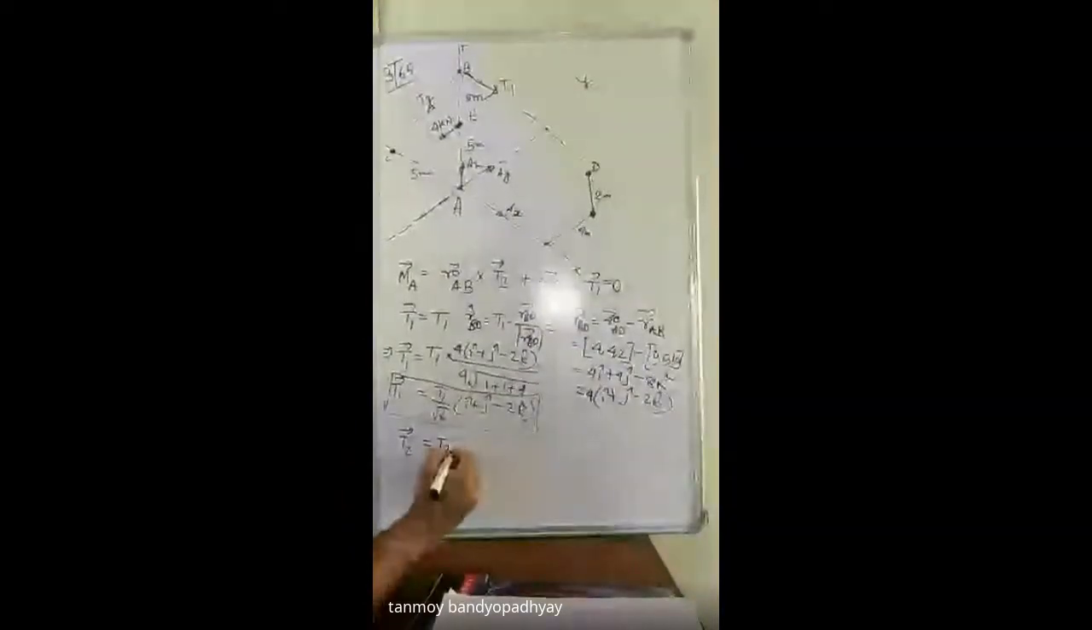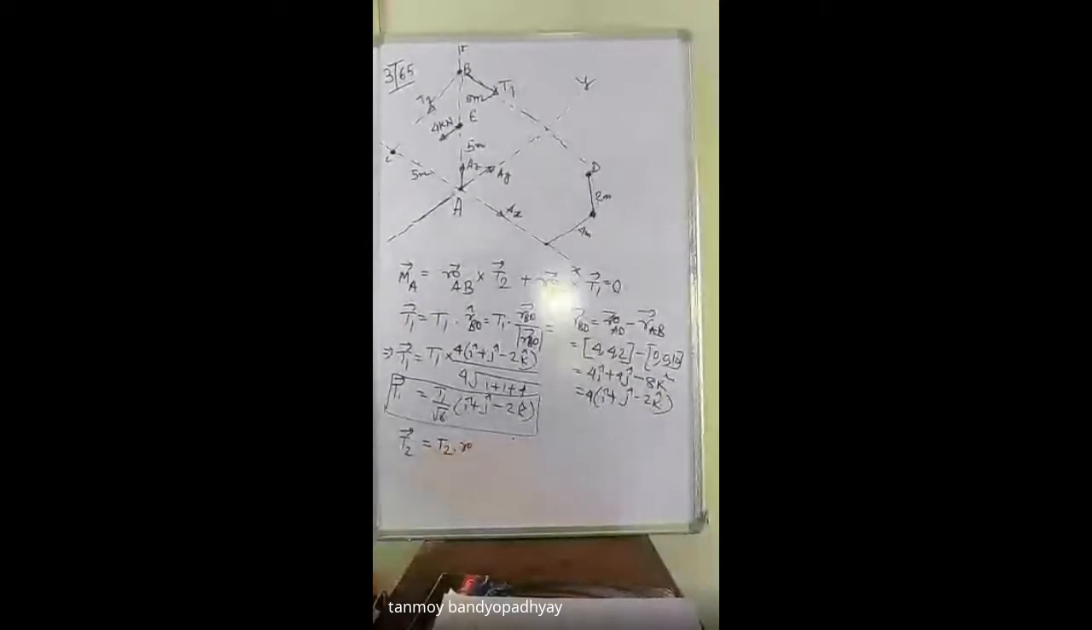So what will be the T2 vector? Let us calculate it. So next will be the T2 vector. T2 vector will be equal to the magnitude of the vector into the unit vector. So it's directed along BC. So let's call it BC.